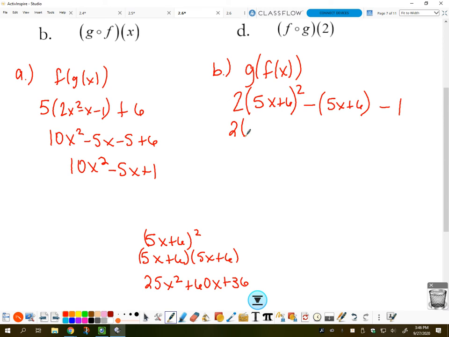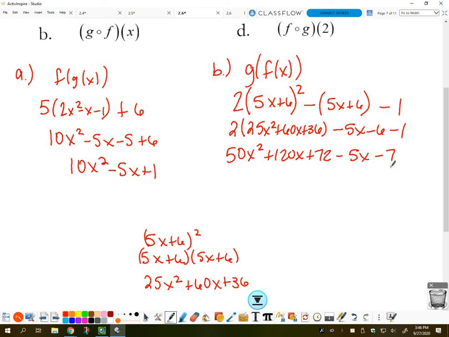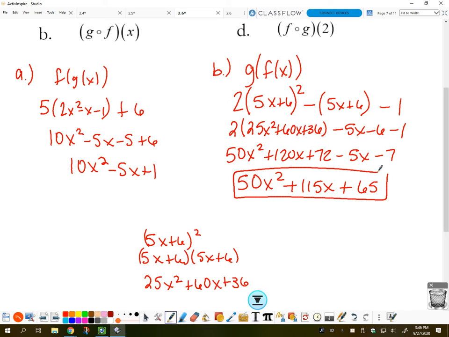So this is 2 times 25x squared plus 60x plus 36. And then minus 5x minus 6 minus 1. So now distributing the 2. And I added negative 6 and negative 1. Now combining like terms. And this is the answer for g of f of x.